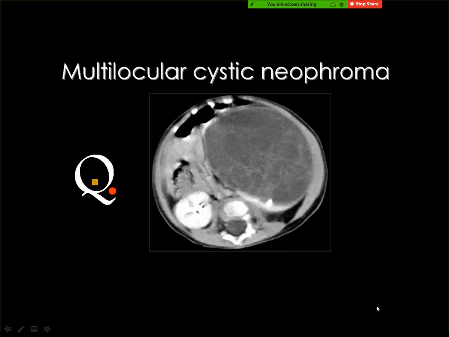Nephroblastoma. Multilocular cystic, yes. Not a solid lesion, it is a cystic lesion, the whole lesion is occupied by cysts, and this is the claw sign, which is one of the signs that help you to know that this is of renal origin.